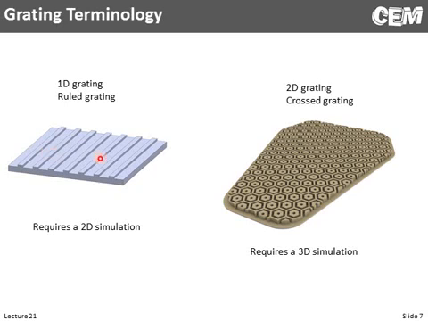However, to model a 1D grating, we need a 2D simulation. Then we have what we call a crossed grating, or a 2D grating, but to model this requires a 3D simulation. So don't get tripped up in the words here. A 1D grating requires a 2D simulation. A 2D grating requires a 3D simulation.